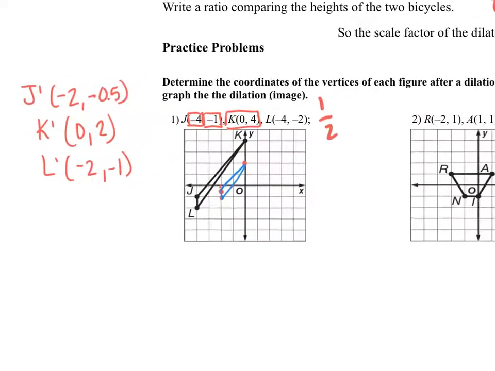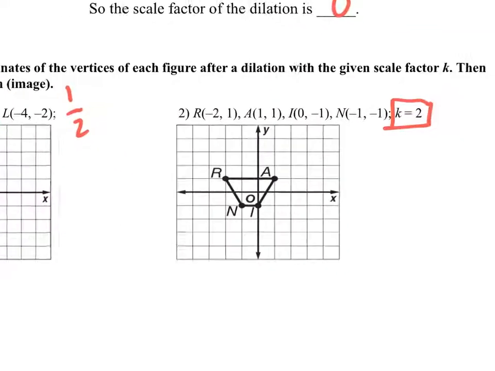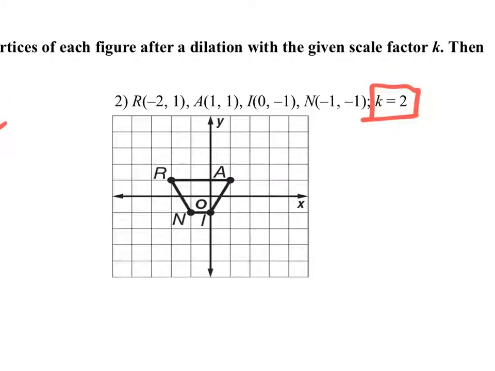Okay, so let's look at this one over here. Do we graph those? Yeah. So right here they told us the scale factor is 2. So now we're going to take everything and multiply by 2. So look at R. R is -2. -2 times 2 is -4. 1 times 2 is 2.